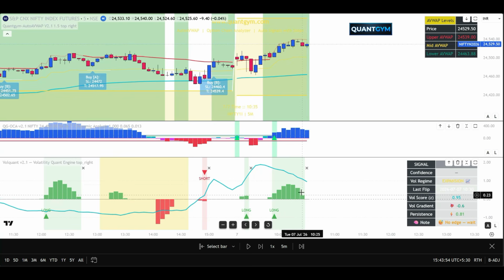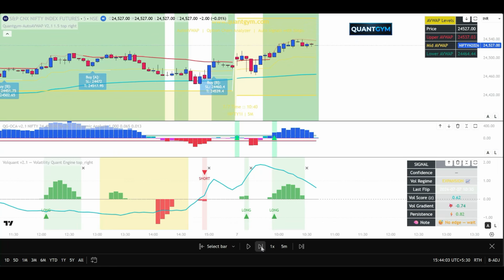Even if you don't exit here, the next part is even more confirmation, right? The OCA is also coming down, this is also coming down. And this is telling you, you don't have any edge. Let us see.